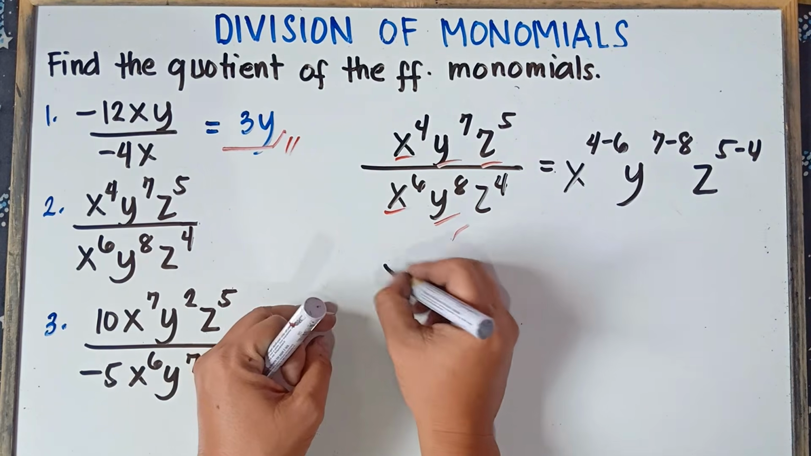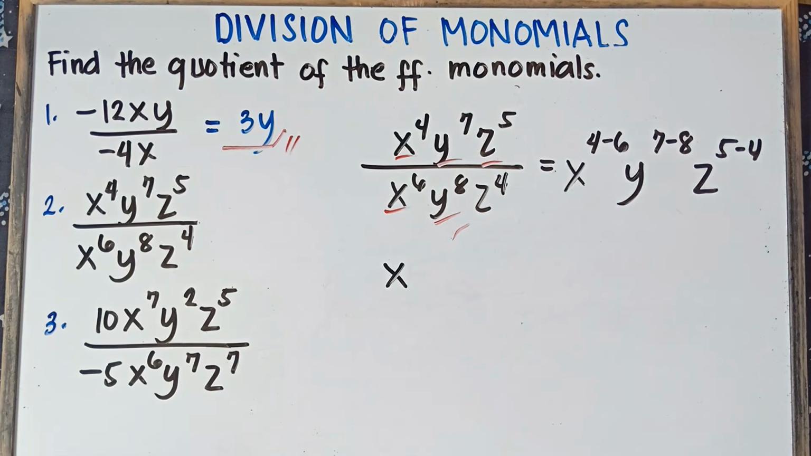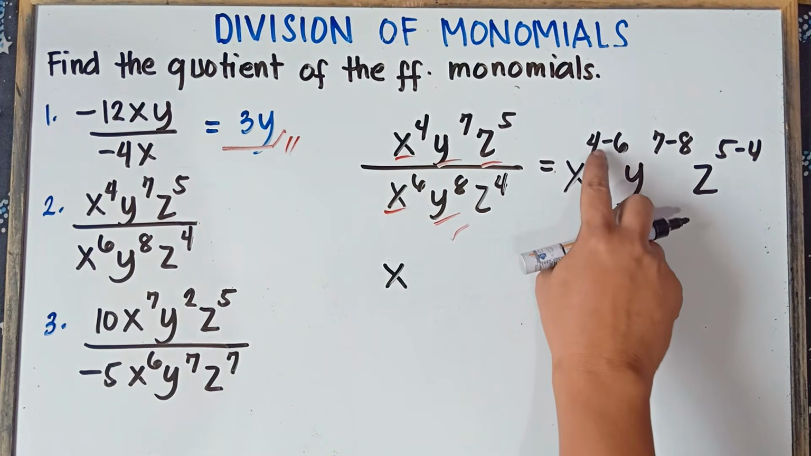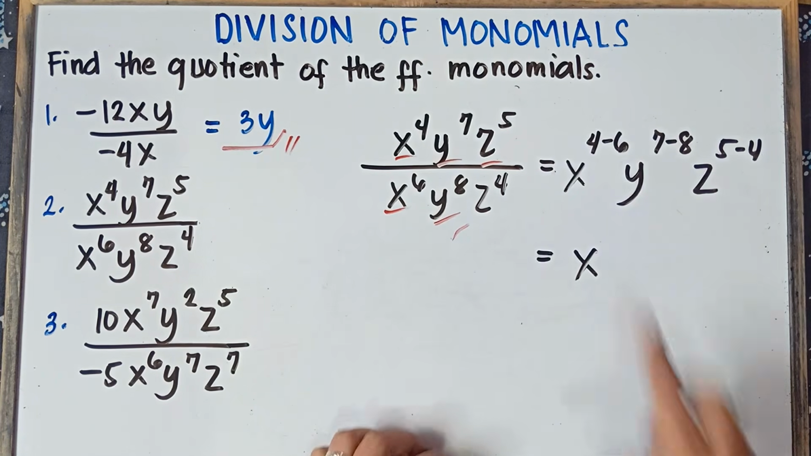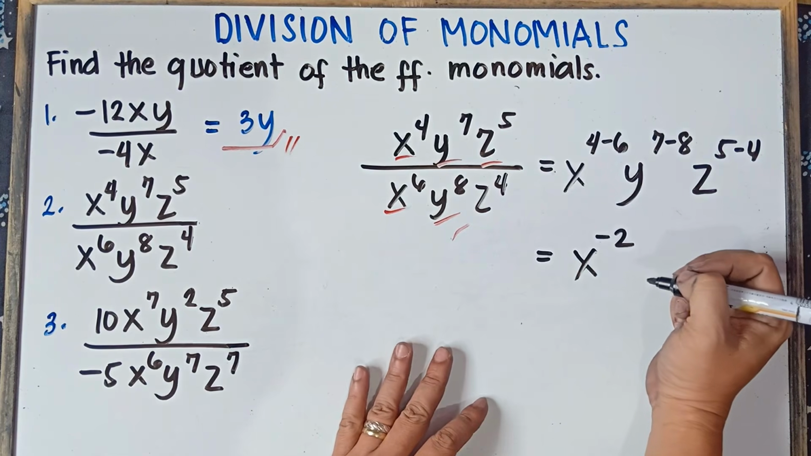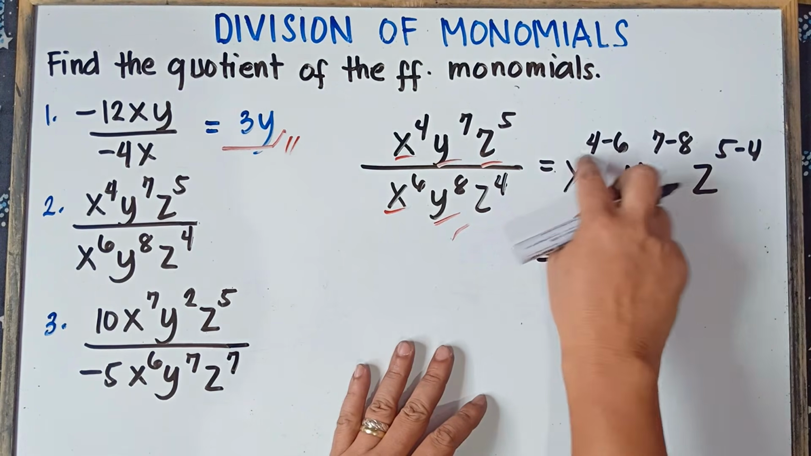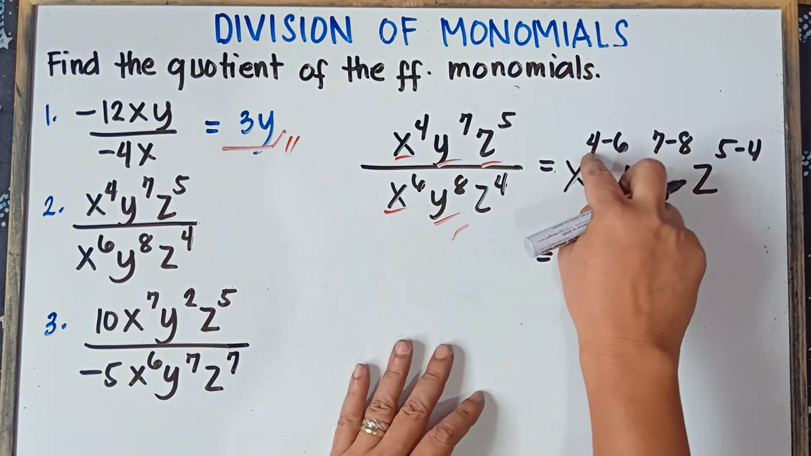Alright, so this will be x raised to the power of 4 minus 6. What's the answer, class? That's correct. 4 minus 6, that would be negative 2. Once again, class, 4 minus 6. So let me just write the answer here. 4 minus 6, 6 is greater than 4. So therefore, that would be negative 2. I hope you're not confused with this one, class. 4 minus 6 should be negative 2, because 6 is greater than 4.